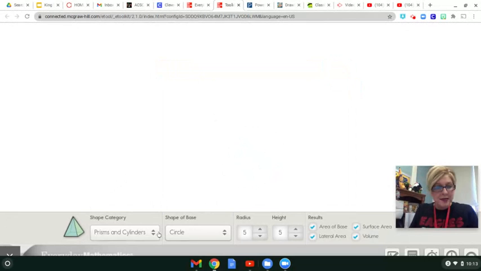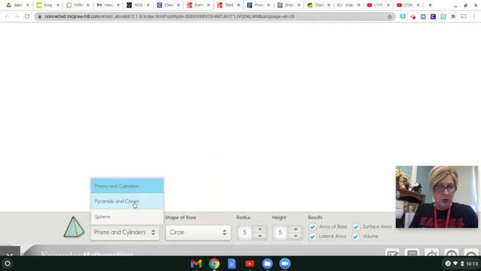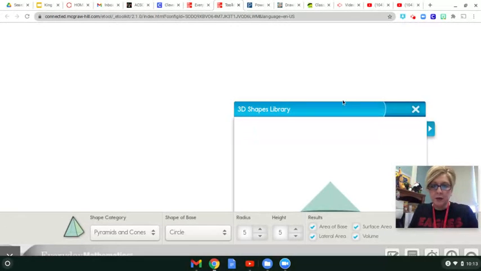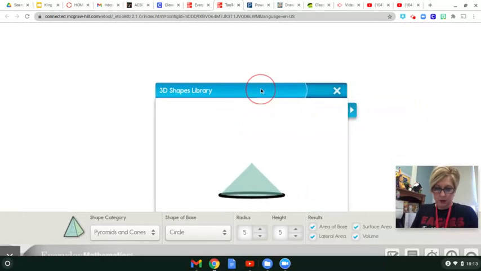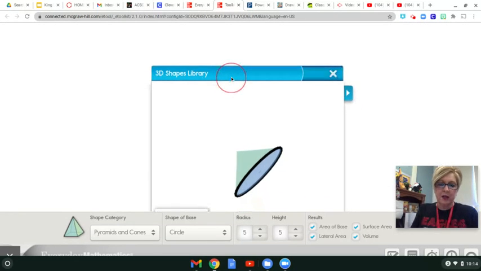Okay, the next shape we're going to talk about is, let's see, we're going to change it to this shape right here. Whoops. Okay, we still have a circular base, as you can see, and there are no sides really. It kind of comes to a point at the top. This is what we call a cone.